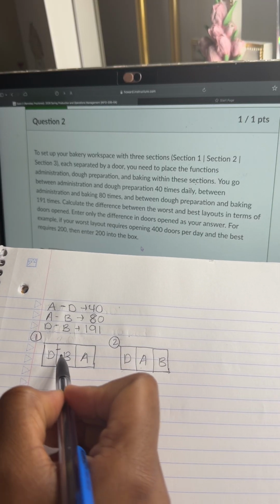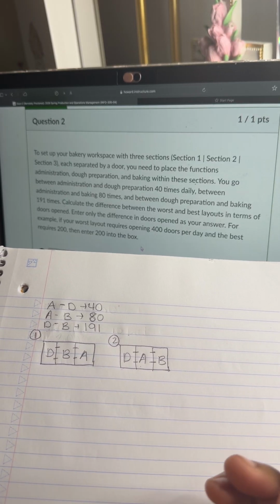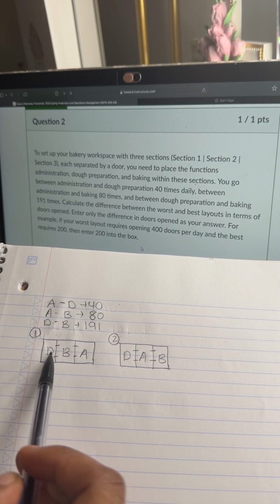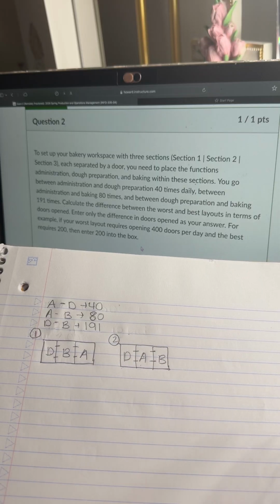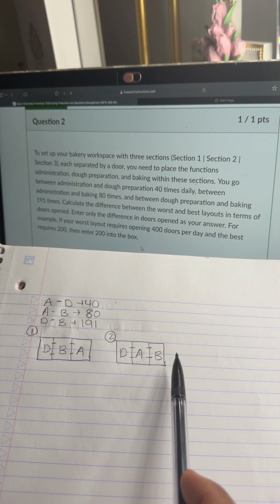So I like to also put my little doors right here. And yeah, so this is the best layout where the ones I go to the most are together, and the worst possible layout would be the ones I go to the most are farthest from each other.